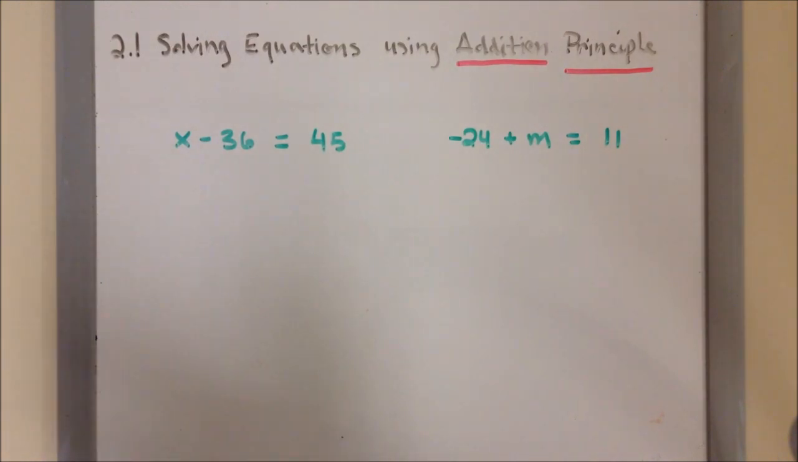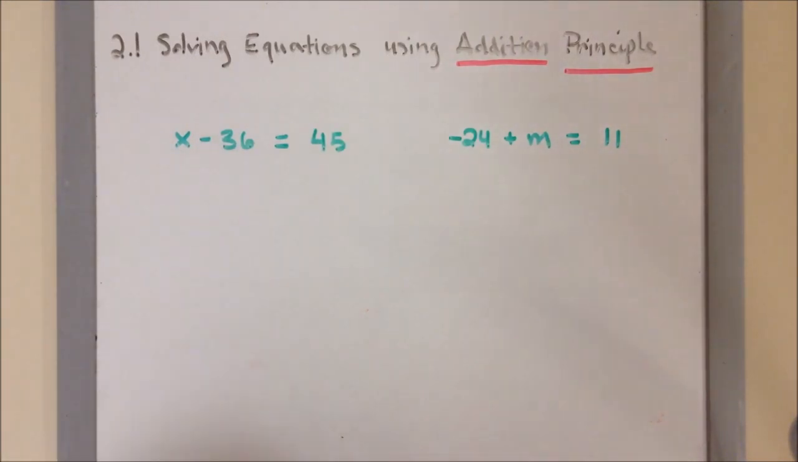So I repeat, addition principle is basically adding to both sides in order to balance the equation and getting the variable by itself, or also saying that you're isolating the variable, and therefore solving it and getting your final answer.